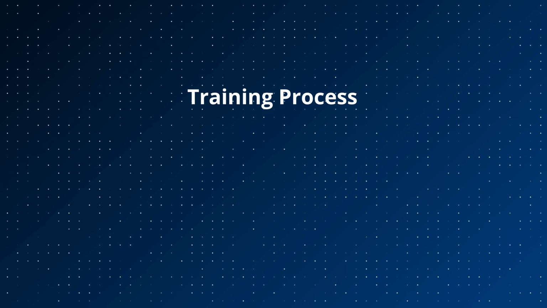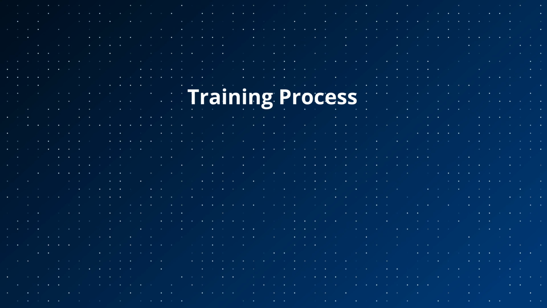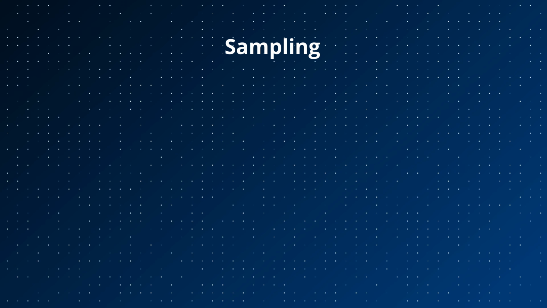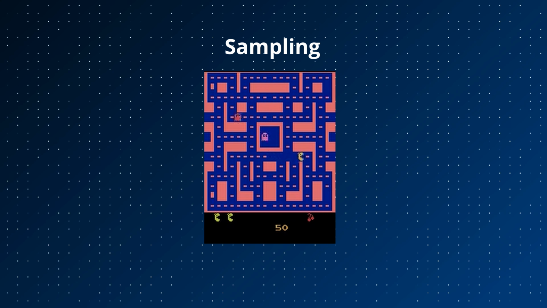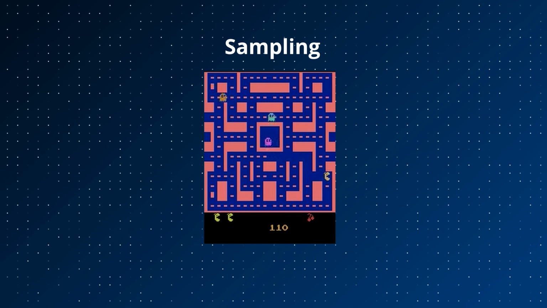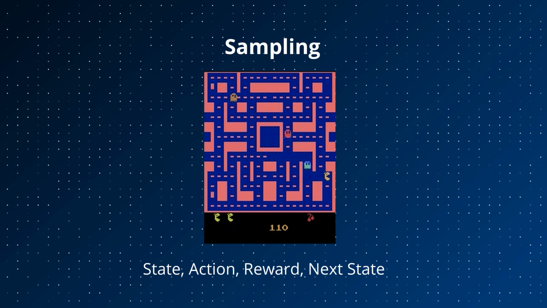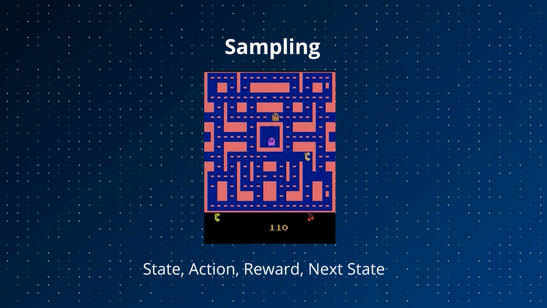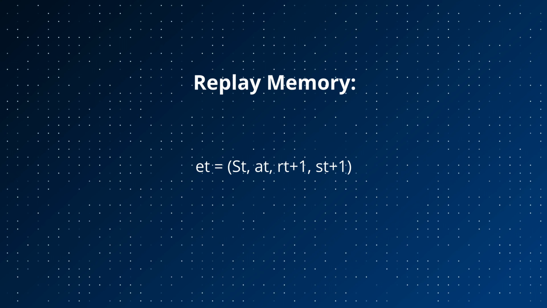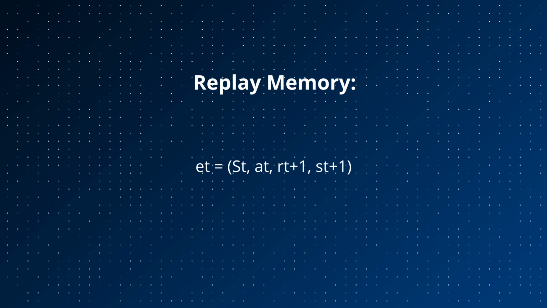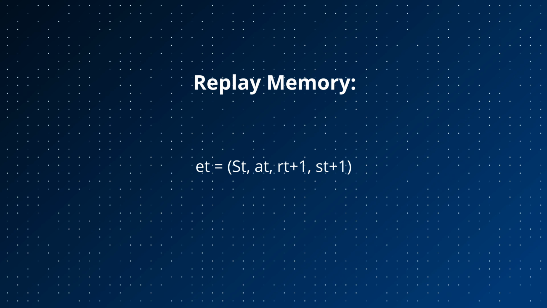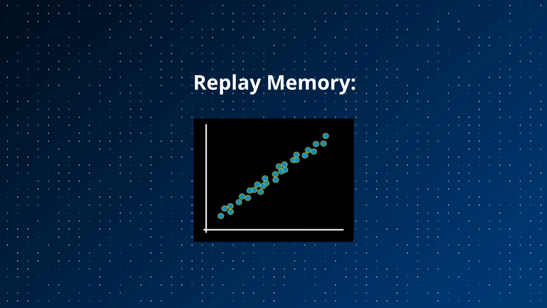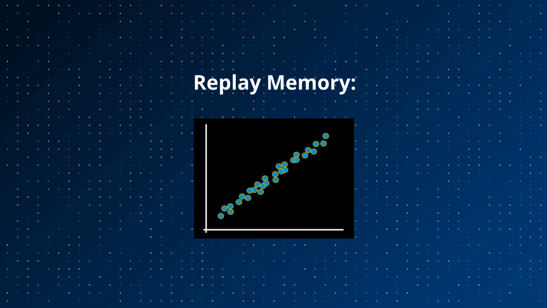In the training process of Deep Q learning, we navigate through 2 main phases, sampling and training. During the sampling phase, the AI agent interacts with the environment, performing actions and observing the outcomes. Each of these experiences, consisting of the state, action, reward, and next state, is captured as a tuple and stored in a structure known as replay memory. This replay memory acts as a reservoir of experiences, enabling the agent to learn from a diverse set of scenarios, rather than being limited to recent or sequential experiences.